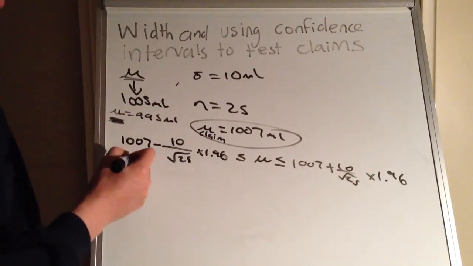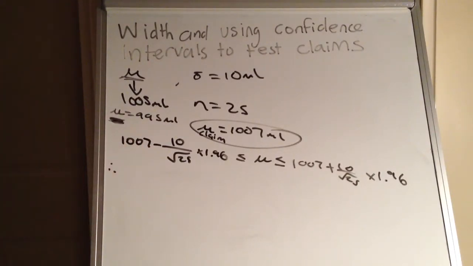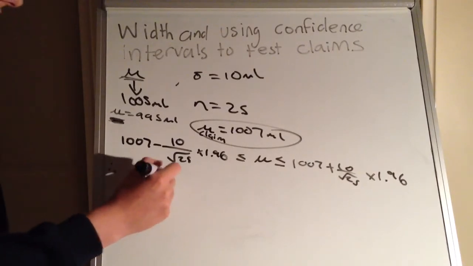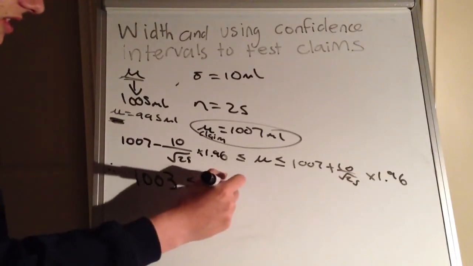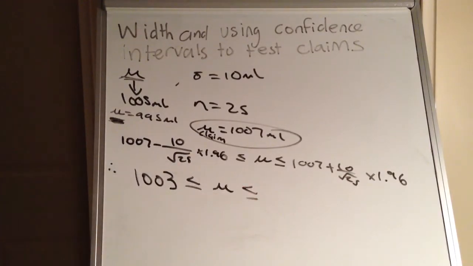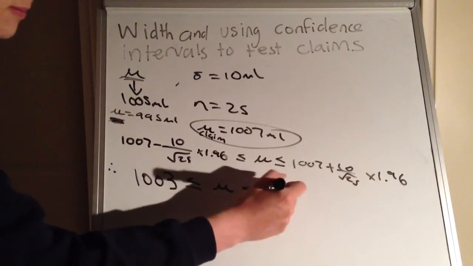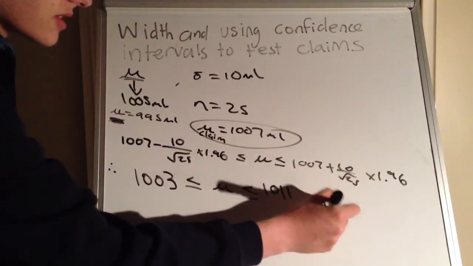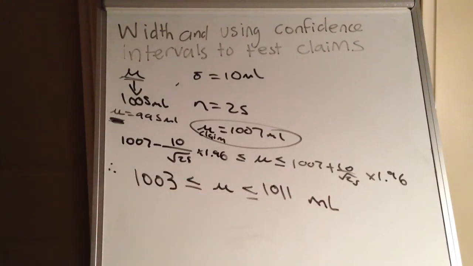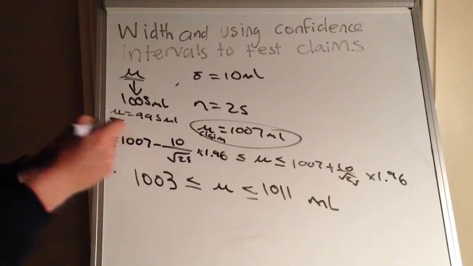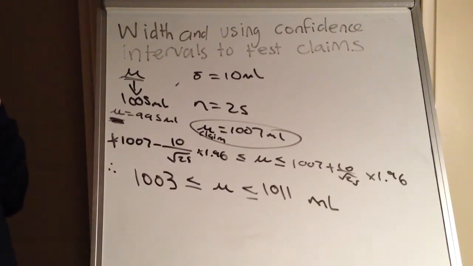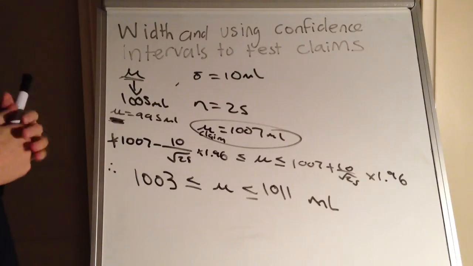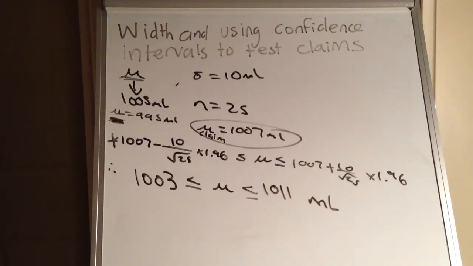But now we should get that the actual value there is 1,003 less than, and we've got mu as our test statistic, less than 1,011. And again, this is all in millilitres. So again, we can see that there's a 4 millilitre variance either side. Again, you can calculate this either using the method I outlined in the last video for technology, or by plugging it into your calculator. But again, we're testing the mu claim, the actual 1,007 millilitres there.